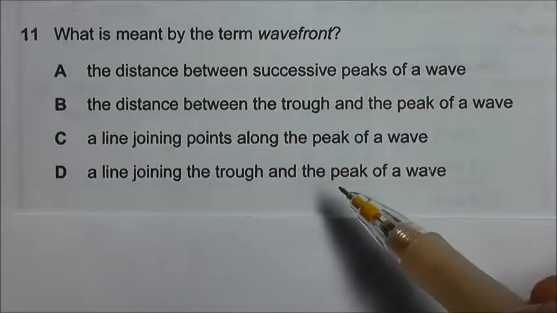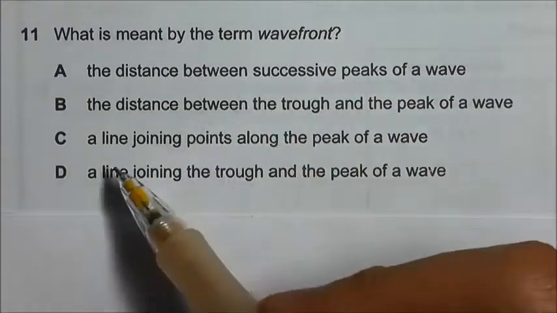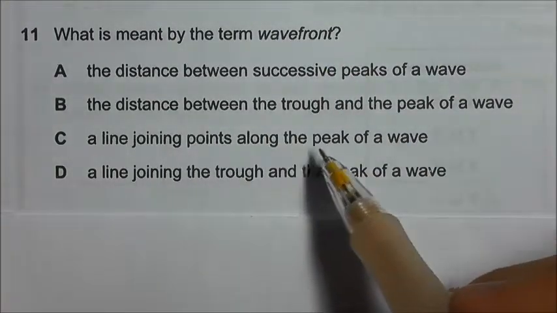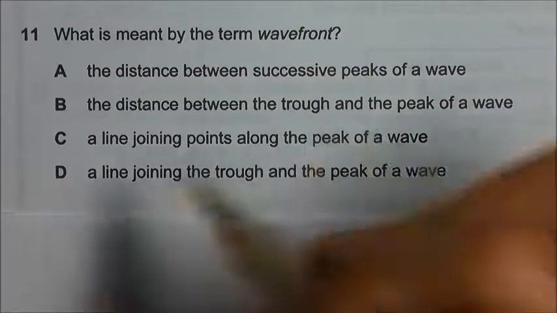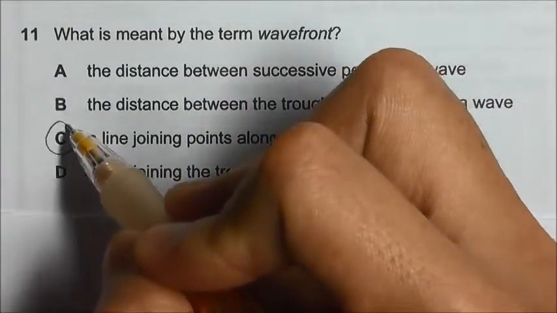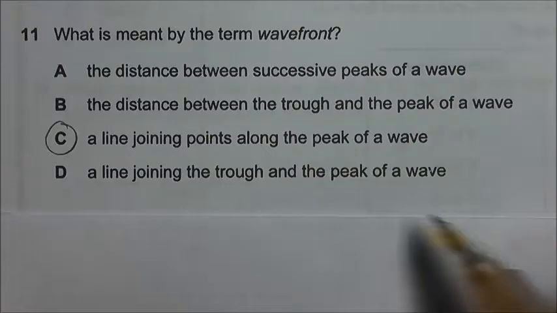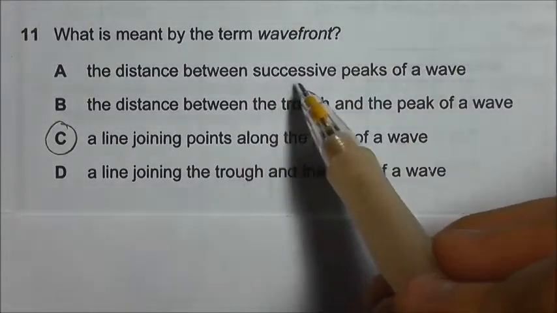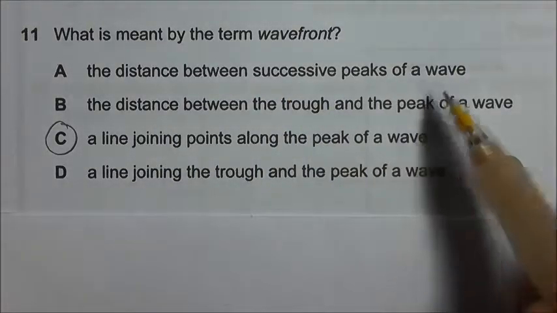Okay, this is a definition question. A wavefront is a line joining points along the peak of a wave. Okay, so C is the answer. And some students confuse it with the distance between successive peaks of a wave.